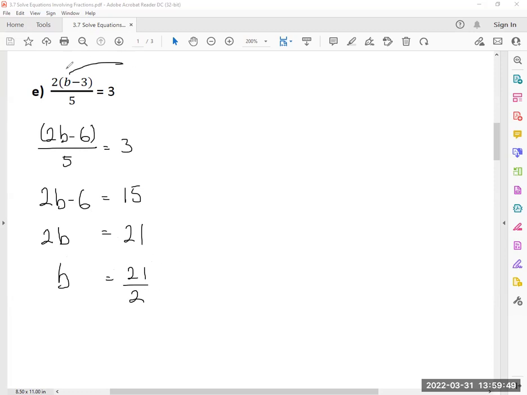So again, no guesswork. Can you imagine trying every number possible until you get 10.5? No, right? That's annoying. Algebra removes the trial and error aspect of it. It removes the guess and check. It's reverse engineering it.